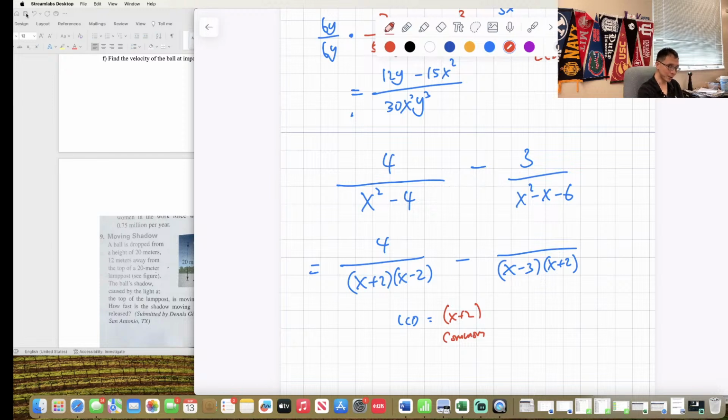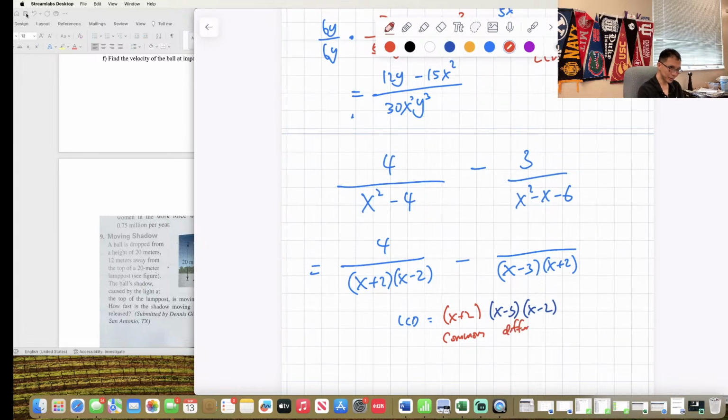x minus 3, x minus 2. So I'm going to use a different color here. x minus 3 and x minus 2. So I list what I have in common, and this is what I have that's different. So this is going to be the difference. Does that make sense? So what do I need to multiply on this side? x minus 3 over x minus 3. And what do I need to multiply on this side? Yep. Now, can anything cancel?